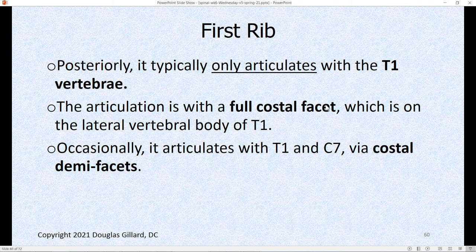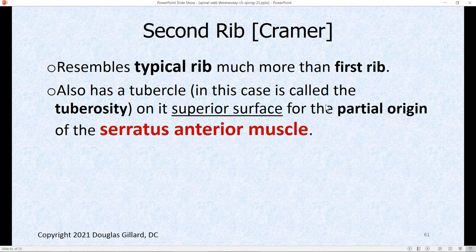The first rib articulates only with the T1 vertebra and only with the manubrium, we could say as well. There's a full costal facet on T1 for it. Occasionally, you can have a demi-facet on C7. Usually, you don't. C7 usually doesn't have a demi-facet for ribs, but once in a blue moon. But for the most part, for a board question, it has its full facet, and not a demi-facet superiorly on the lateral body of T1.